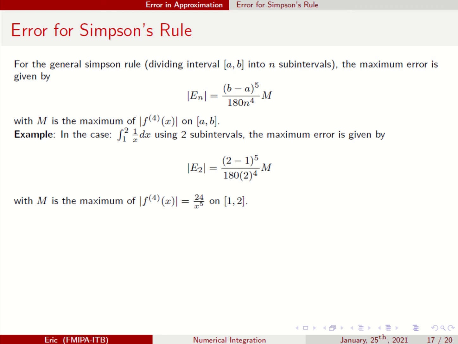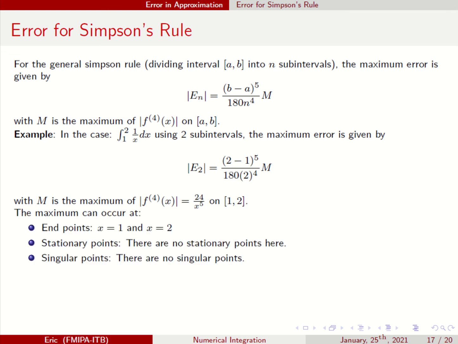So the fourth derivative of f at x is 24 over x to the power of 5. And the absolute value of this is just this. Why? Because x is from interval 1 until 2, so it should always be positive when x is substituted with a number between 1 and 2. Okay, and then, how do I find the maximum of this on this interval?